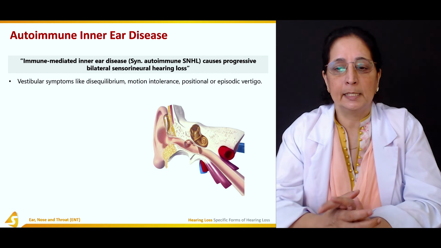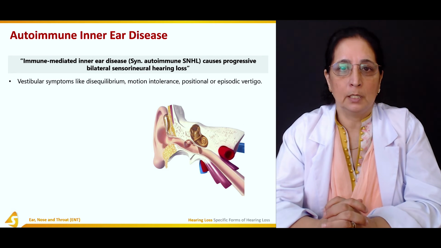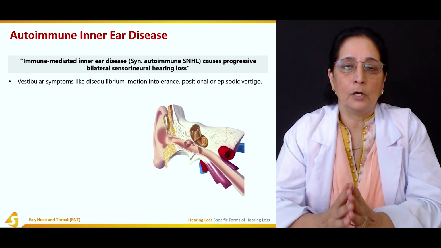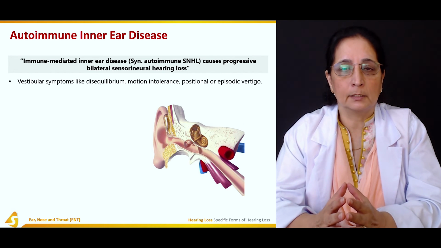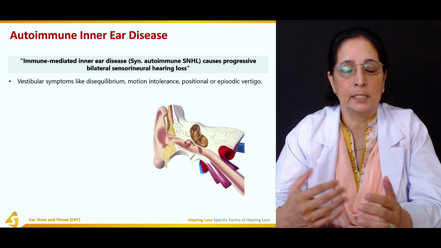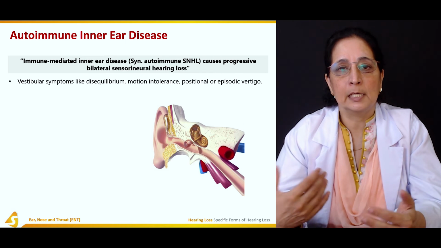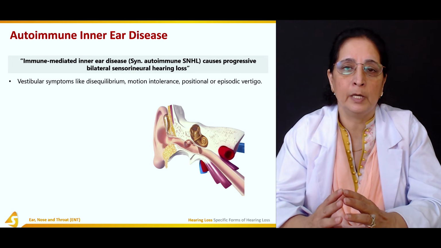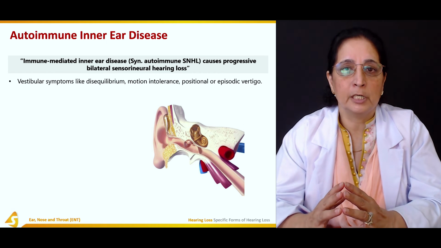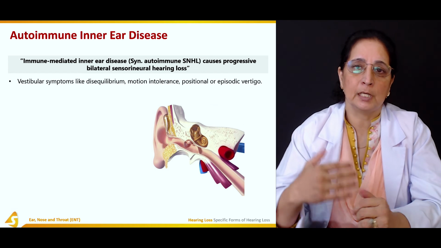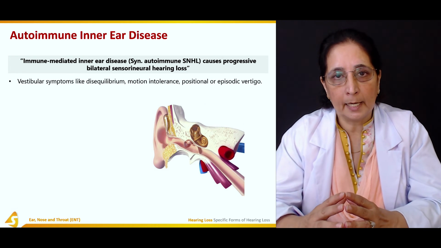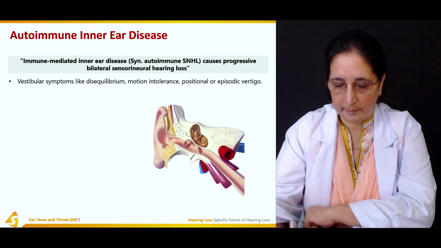There are vestibular symptoms like disequilibrium, motion intolerance, and positional or episodic vertigo. So in autoimmune sensorineural hearing loss, usually the patient also has vestibular symptoms. The vestibular system or semicircular canals are associated with position and motion, so it can also cause vertigo and dizziness when positions are changed, when the patient sits and then stands. So all these problems can occur with autoimmune inner ear disease.